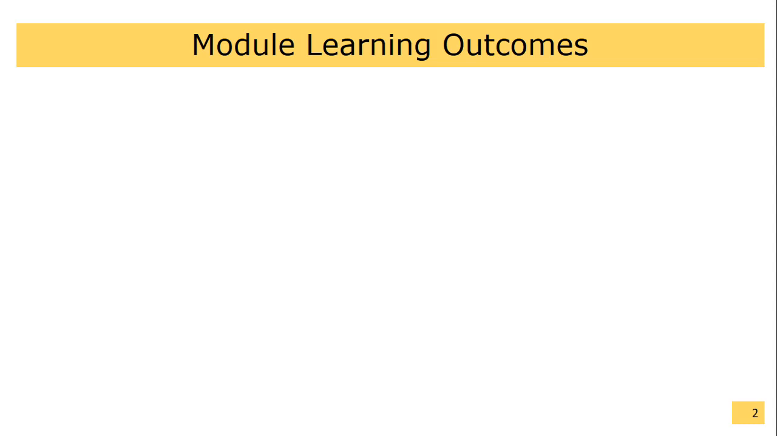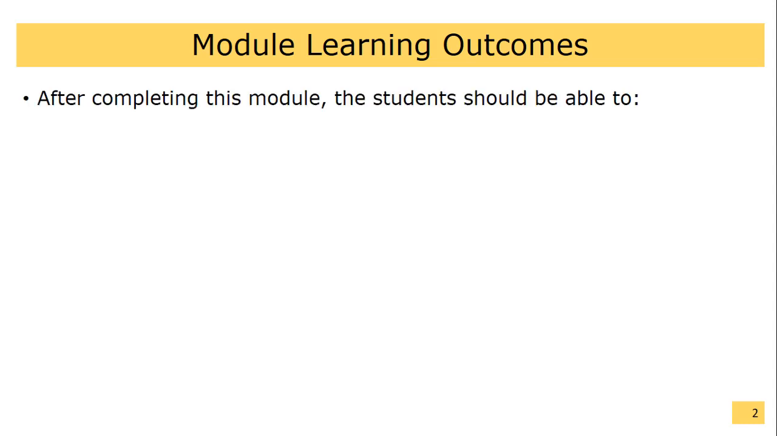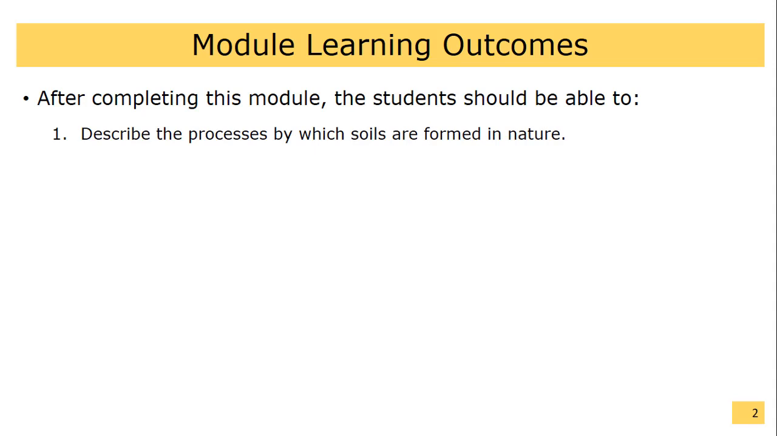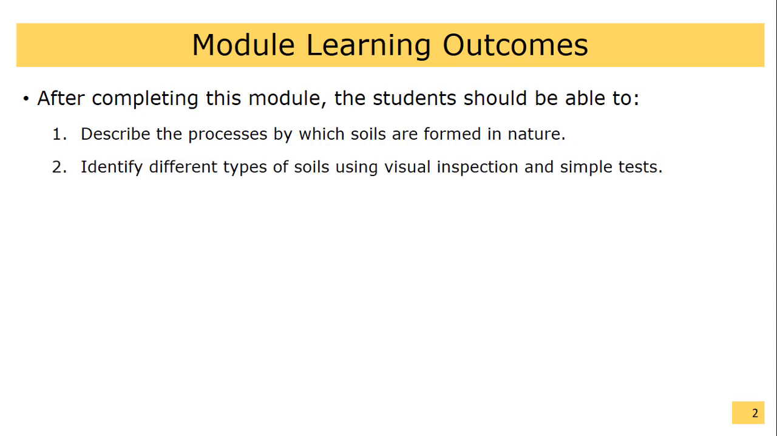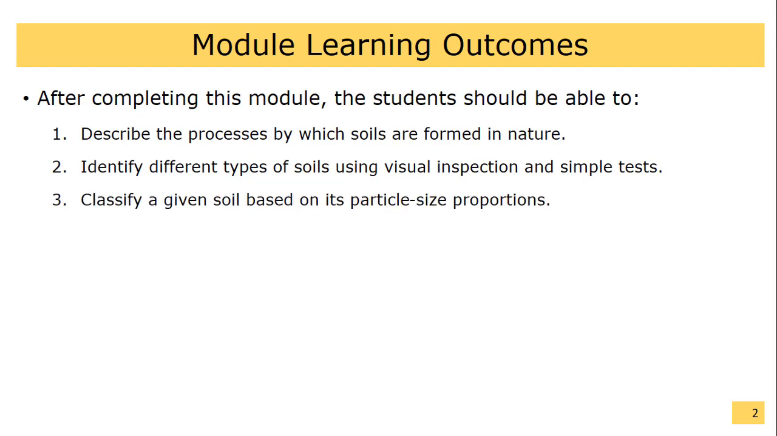Following are the learning outcomes of this module. After completing this module, you should be able to describe the processes by which soils are formed in nature. Identify different types of soils using visual inspection and simple tests. Classify a given soil based on its particle size proportions.